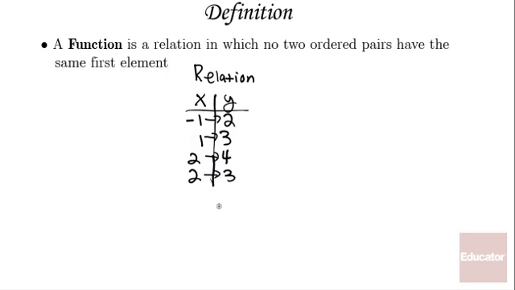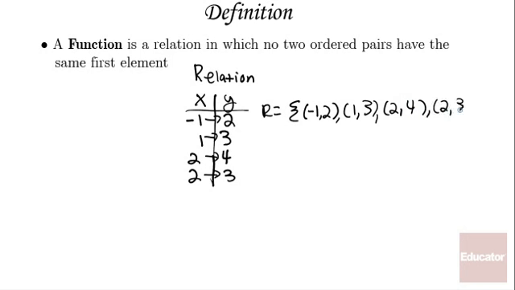You'll notice something here though. In this relation, there are two number twos. So if I wrote this relation out as ordered pairs, -1, 2, 1, 3, 2, 4, and 2, 3, I'd have two ordered pairs that share the same first value. That is still a relation, but it is not a function.